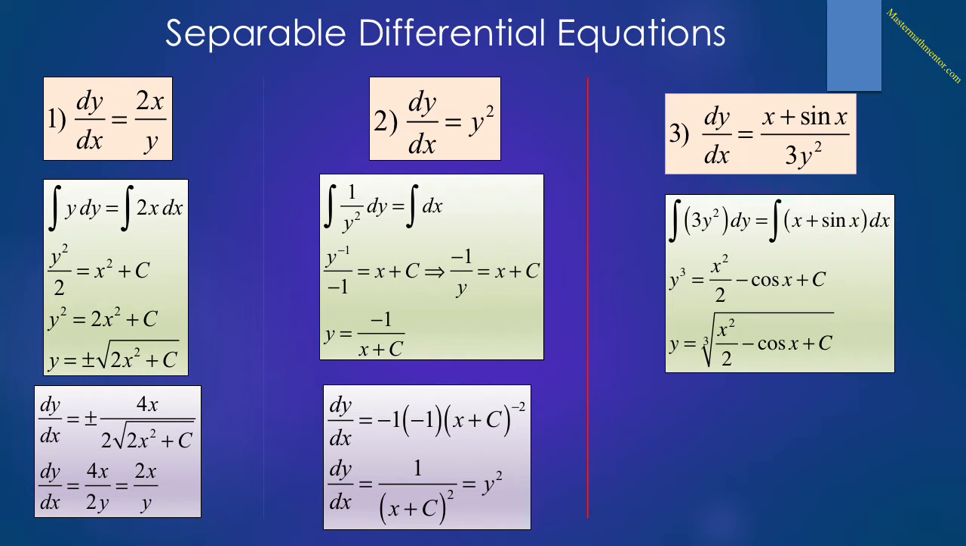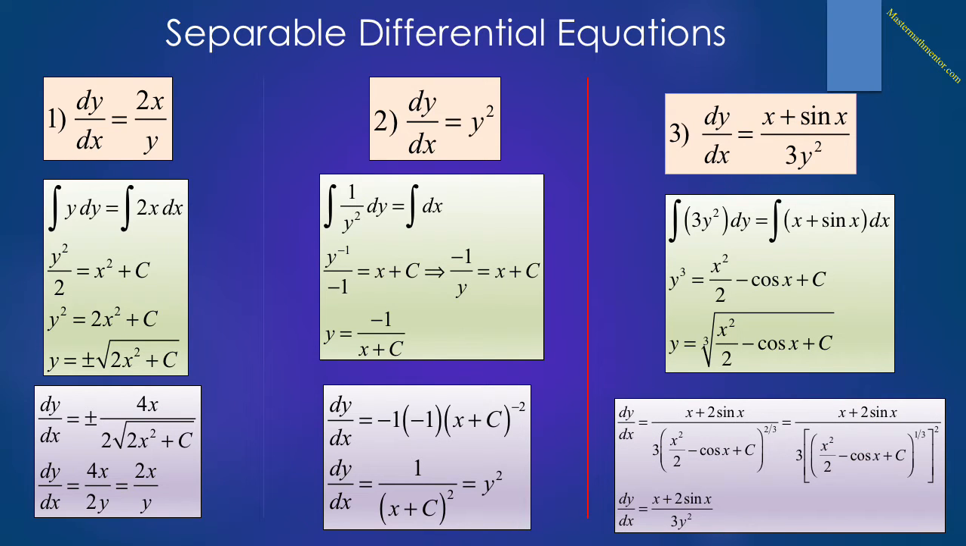Number 3 reads dy/dx is equal to (x plus sine x) over 3y squared. Cross multiplying, we get 3y squared dy is equal to (x plus sine x) dx. Integrating both sides, we get y cubed is equal to x squared over 2 minus cosine of x plus c. And therefore y is equal to the cube root of x squared over 2 minus cosine x plus c.